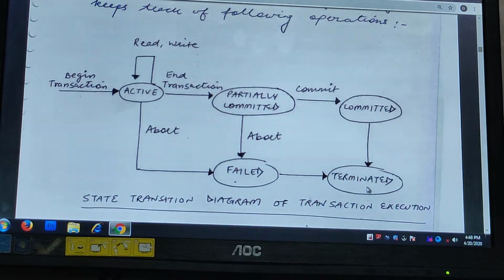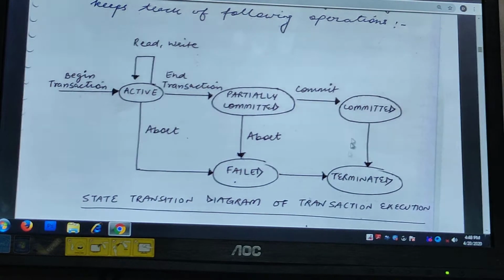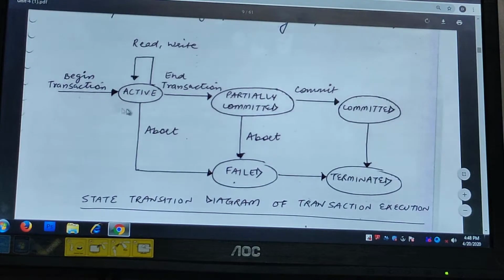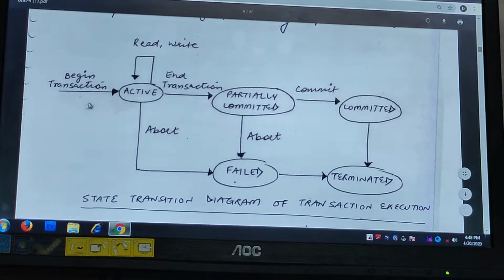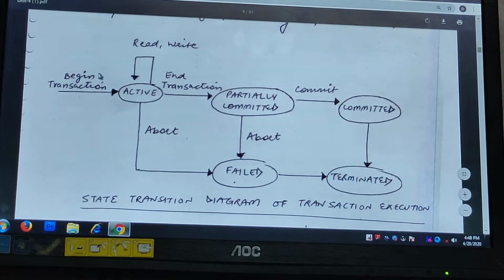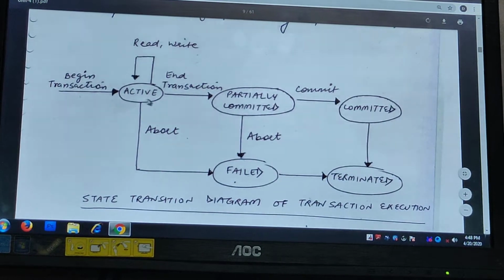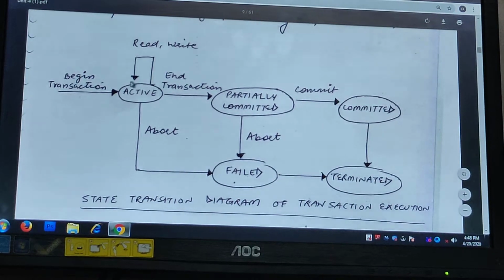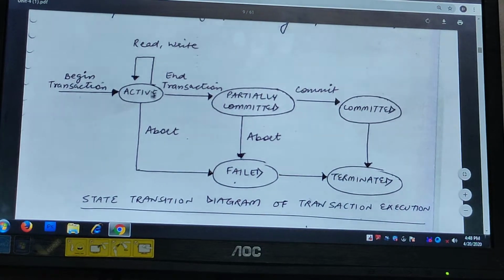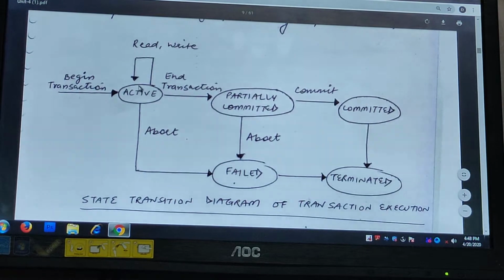execution diagram. We have all these 5 states: the active state, partially committed, failed, committed and terminated state. Whenever we begin our transaction, it enters the active state. While in the active state, all the read-write operations are performed.